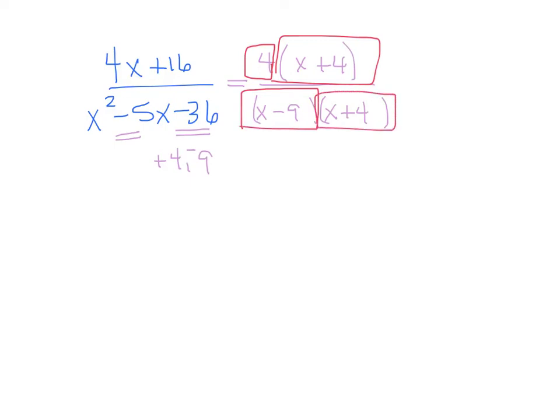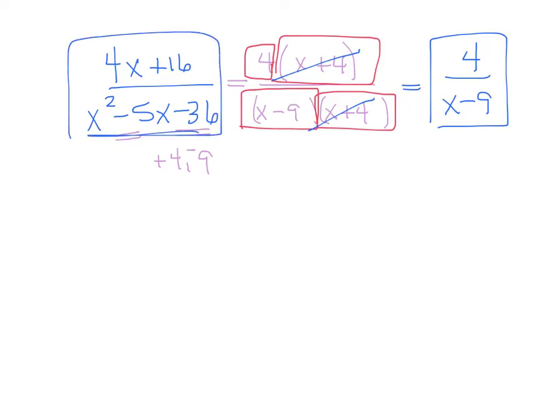So everything is being multiplied. And what we talked about on the last slide is we can cross things out if we're multiplying. So x plus 4 on the top, x plus 4 on the bottom cancel. You then write what you have left. That's your answer. That is this first fraction here, simplified.